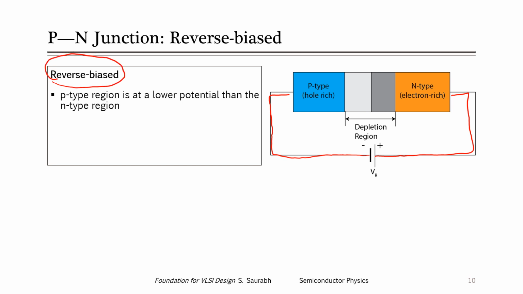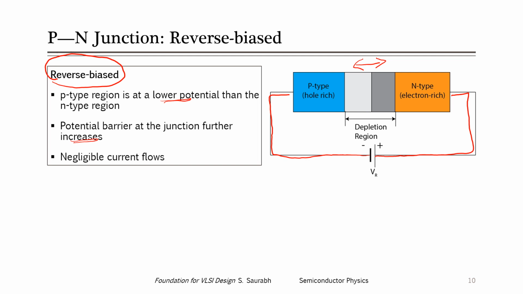So note that P is rich in holes, and that region is connected to lower potential. If that is the situation, we say that the PN junction is reverse biased. And if the PN junction is reverse biased, then the potential barrier that was there earlier at equilibrium becomes wider, and the potential barrier at the junction further increases, right? And therefore in this condition no current flows, right?